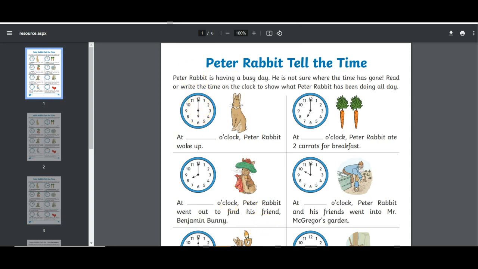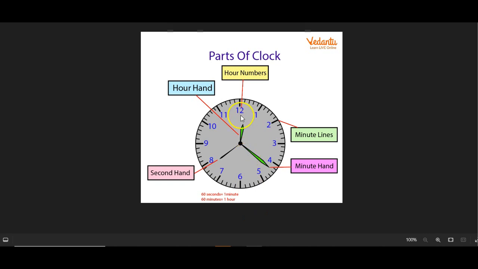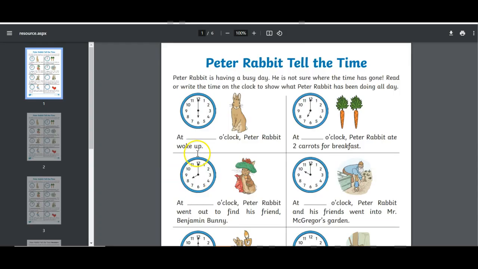And if we go back to our clock over here, when the minute hand is at the 12, that's the 0. Okay, 12 is also the 0. So there are 0 minutes. And then if it was here, it'll be 1 minute, 2 minutes, 3 minutes, 4 minutes, 5 minutes. But if it's pointing at the 12, it's 0 minutes. So Peter woke up at the hour 6, 0 minutes. So at 6 o'clock. Right.